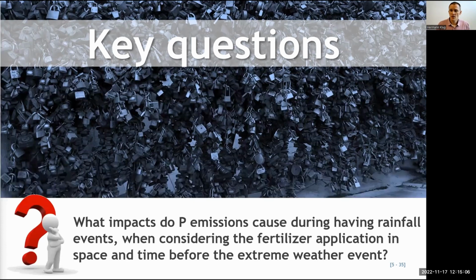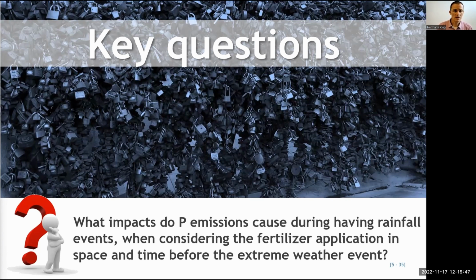So the key question is, what impacts do phosphorus emissions cause during heavy rainfall events, and when considering the fertilizer applications in space and time before the extreme weather events. So, of course, we know that the emissions are not only coming from agricultural business, but also from atmospheric depositions, from wastewater treatment plants, releasing a certain amount of phosphorus to the rivers. But the emissions from the agricultural areas are the most important ones.